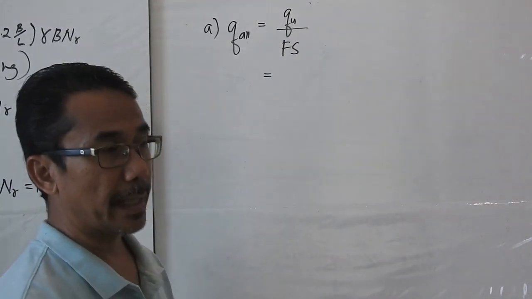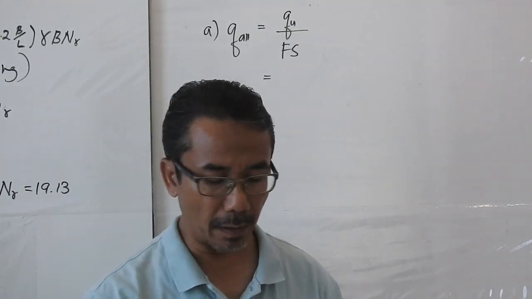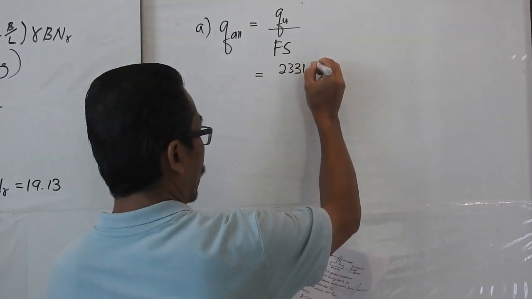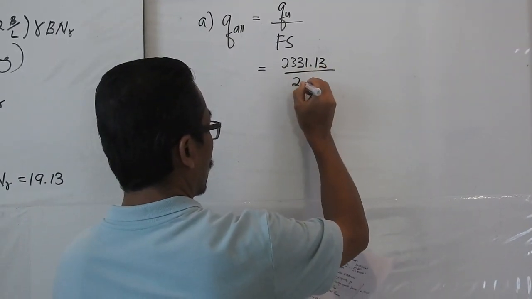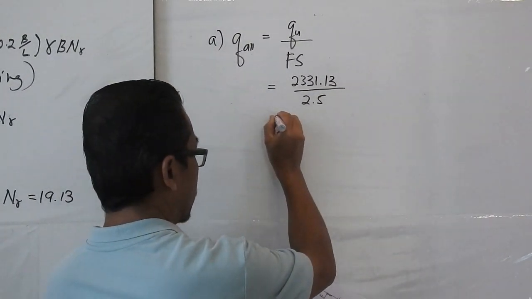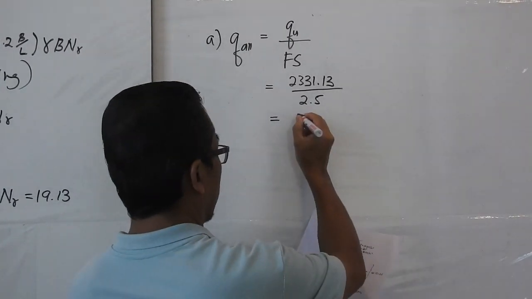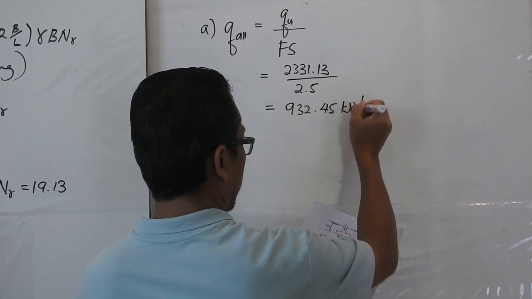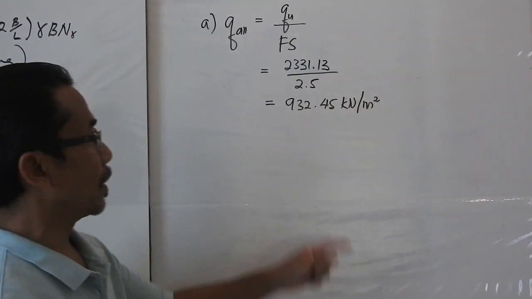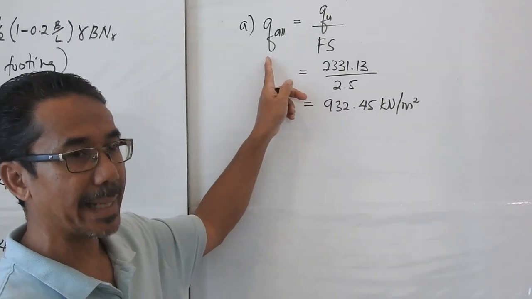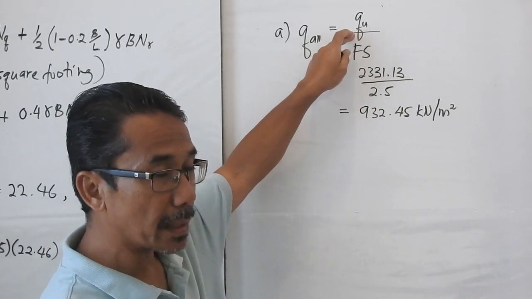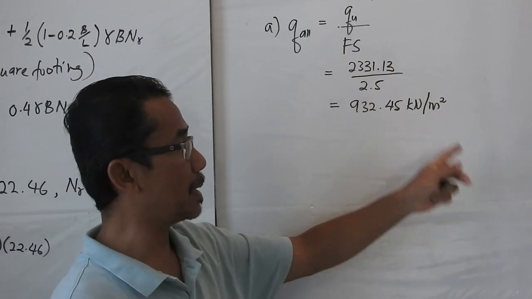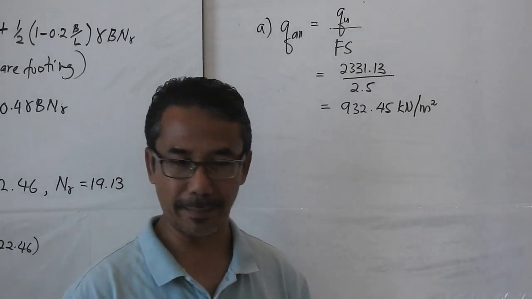So in our case, the ultimate bearing capacity that we have calculated before equals 2331.13 divided by 2.5, the safety factor here, which equals 932.45 kilonewton per meter squared. So this is the value of allowable bearing capacity. That is the ultimate bearing capacity divided by safety factor, and the unit is still similar to the ultimate bearing capacity, which is kilonewton per meter squared.